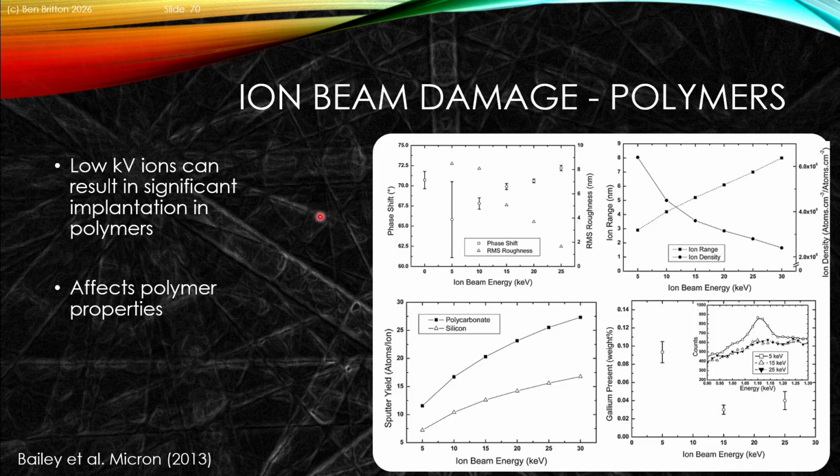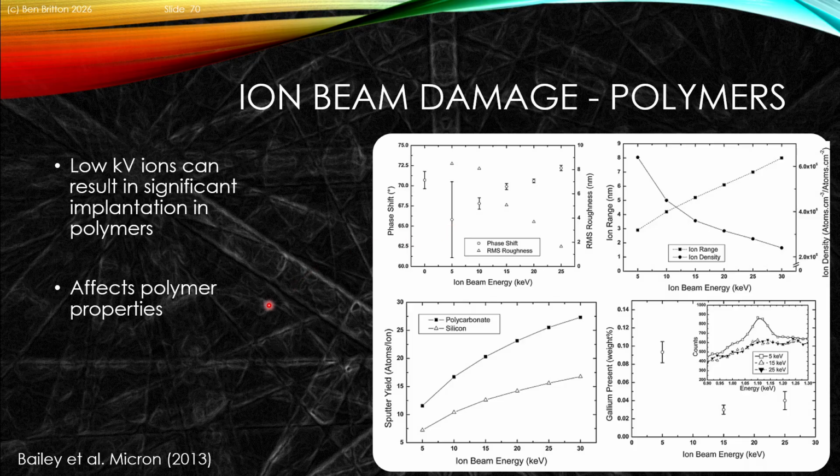This is very important for polymers. One of the things that is important in polymers is that low kV ions can cause significant implantation in polymers. This can be seen where you get a change in polymer properties. You can effectively see this in a phase shift from, I can't remember what it was, I think it was AFM or similar. You get a change in the properties depending on the low kV, which gives you a significant change in both the roughness and properties of that system.